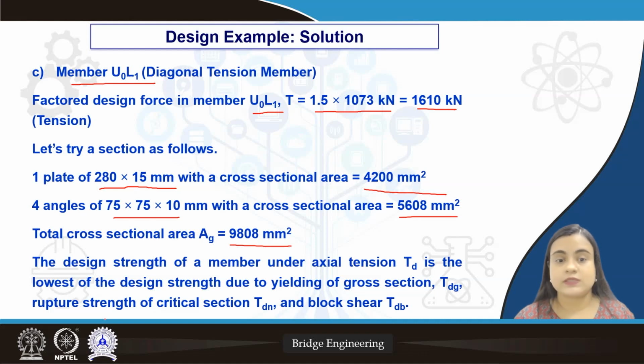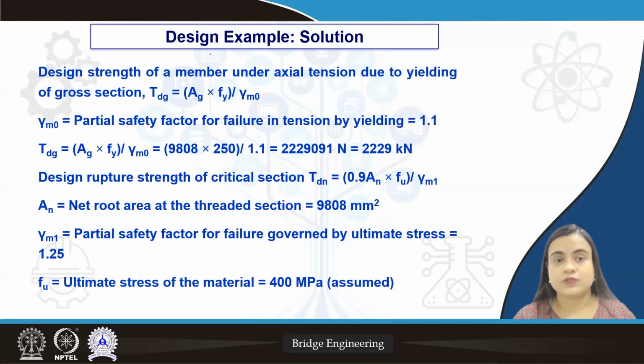Now we have discussed that the design strength of a member under axial tension is the lowest of the design strength due to yielding of cross section, the rupture strength of the critical section, and the block shear. So the design strength of a member under axial tension due to yielding of cross section, TDG, can be obtained as AG times Fy by gamma m0, where gamma m0 is the partial safety factor for failure in tension by yielding, equal to 1.1. TDG hence can be obtained by providing the magnitude of all the parameters, that is equal to 2229 kilonewton.